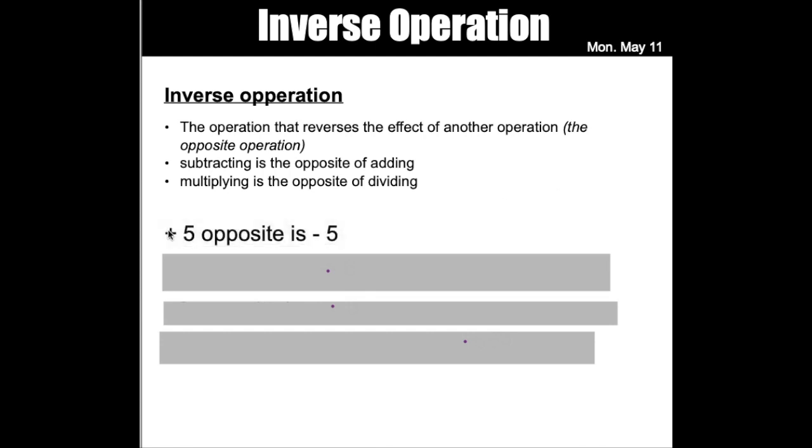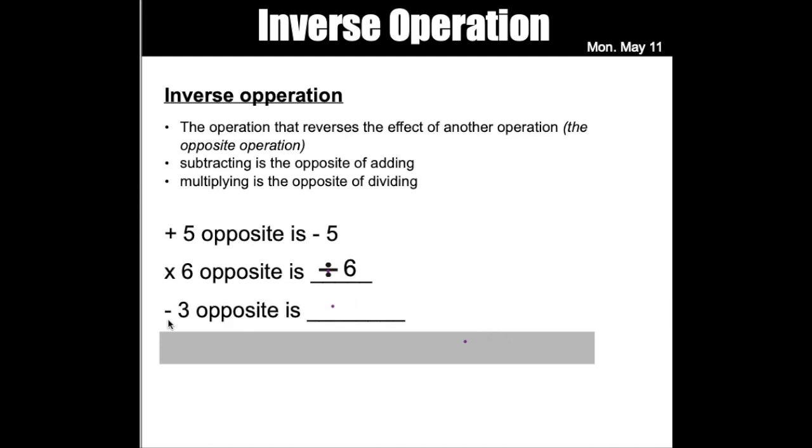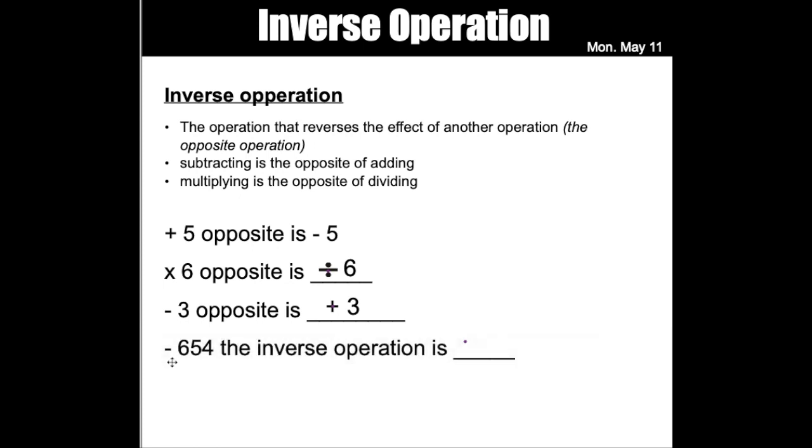Let's have a look. So plus 5, so to add 5, the opposite is to take away 5. What is the opposite to multiplying by 6? Divide by 6. What is the opposite of subtracting 3? Adding 3. What is the inverse operation to subtracting 654? The inverse operation, or the opposite operation, is to add 654.